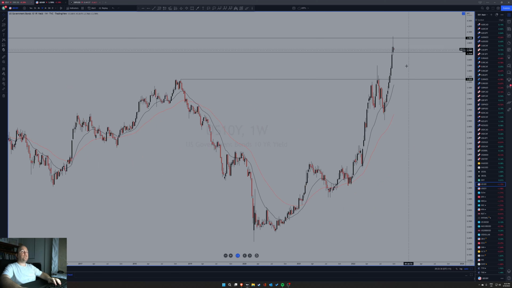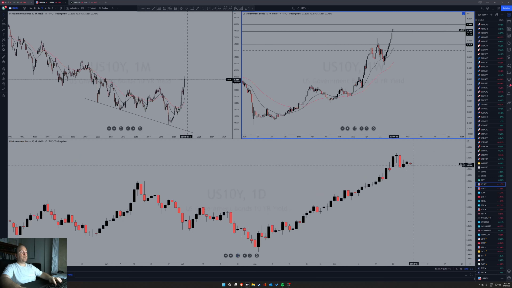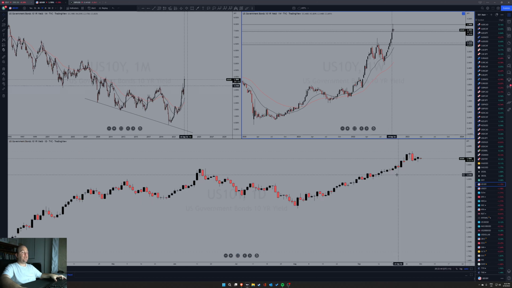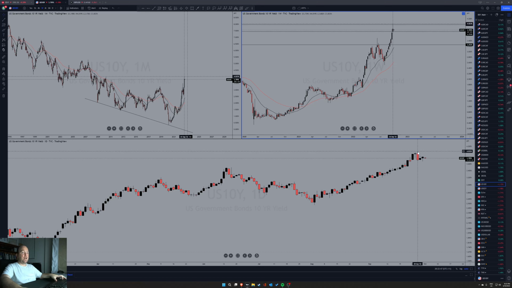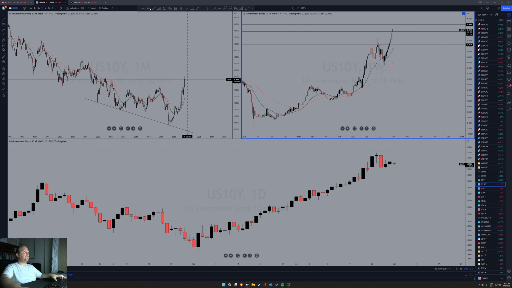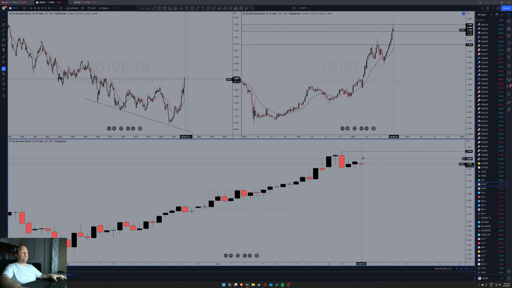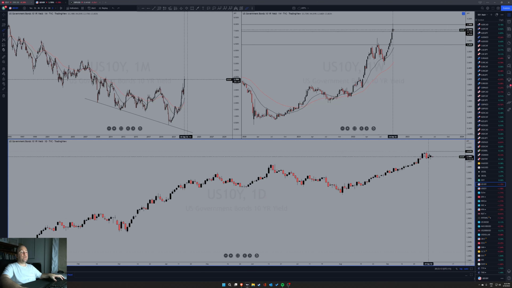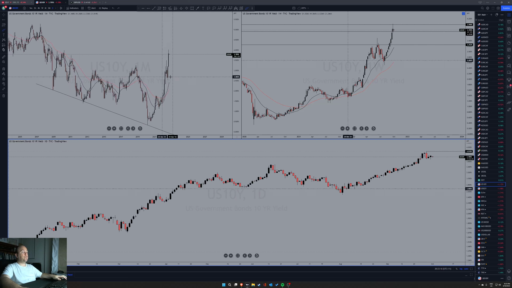Possible pullback before continuing, or will we have a deeper pullback? You can see on the 28th we had a significant movement to the downside. So if we fail to break that, that would be my key level for the bullish continuation. 4.019% in the 10-year. If we break that, we're continuing. If we come up and make a lower high, I'll then be expecting this to roll over and go to the downside.